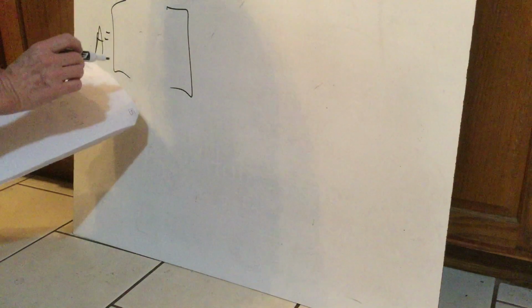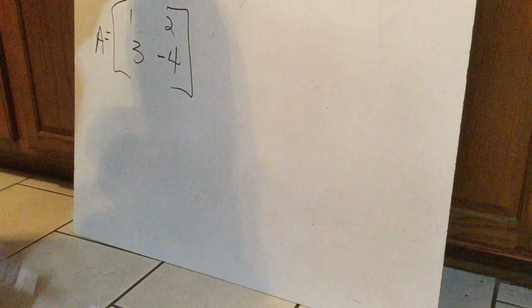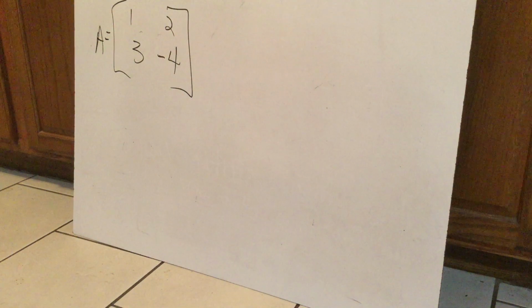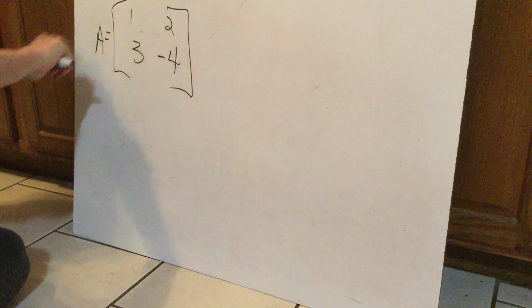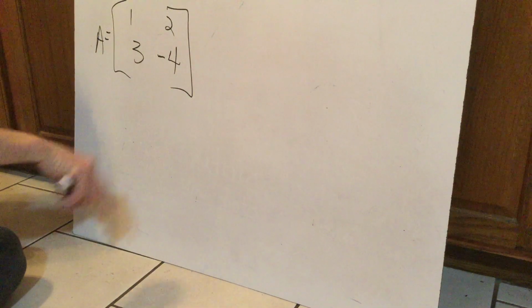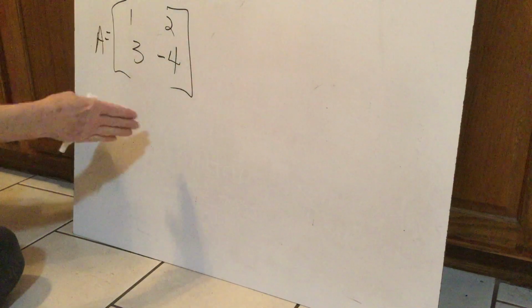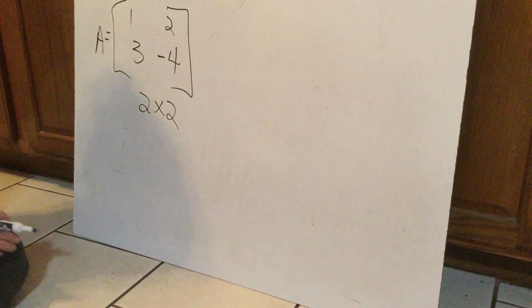So problem A, I'm on 1A. It says, what are the dimensions of matrix A? Now, matrix A is this. And I want to know, what are the dimensions of that matrix? Well, remember what dimensions are. Dimensions are rows by columns. Rows go across, like rows of a bleacher, sideways. So the rows of this matrix, how many are there? 2. How many columns are there? Columns go up and down like the White House. 2. So the dimensions of this matrix are 2 by 2.